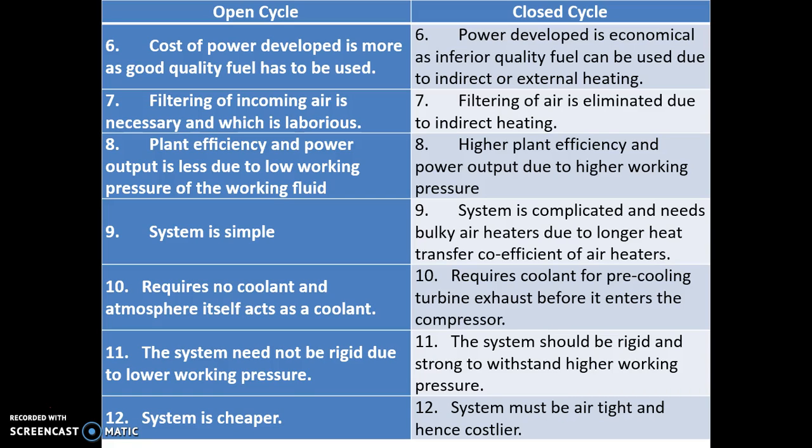And in the open cycle the plant efficiency and power output are less due to the low working pressure of the working fluid, and in the closed cycle there is higher plant efficiency and power output because of the higher working pressure. But the open cycle system is very simple, but in the closed cycle the system becomes a little bit complicated because of the longer heat transfer coefficient of air heaters.